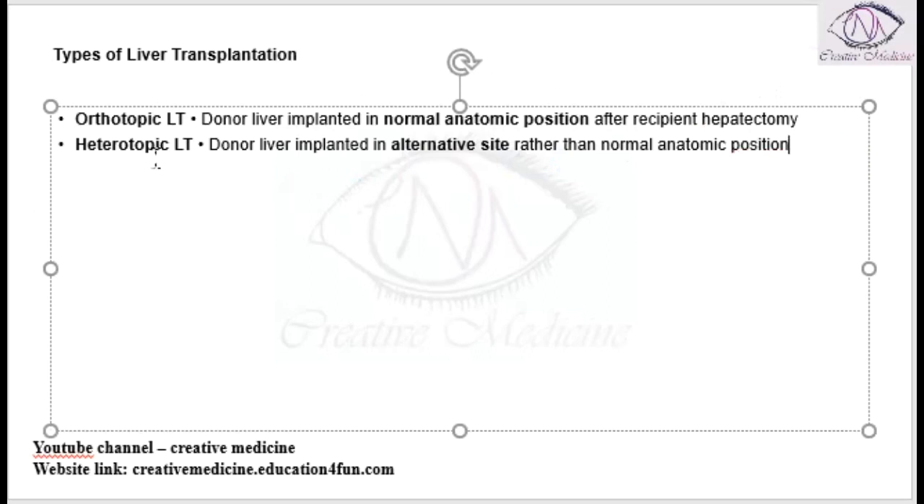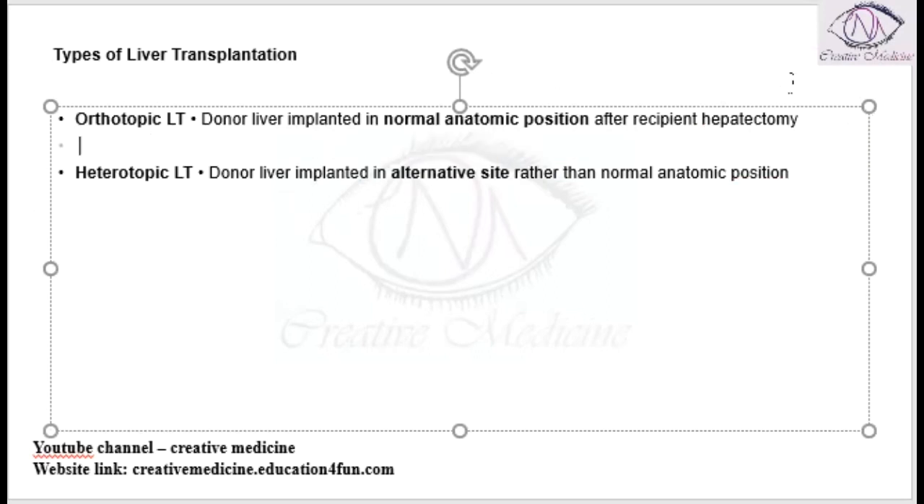First, orthotopic transplantation. Orthotopic transplantation is where the donor liver is transplanted in the normal anatomical position after recipient hepatectomy. That is, you will do hepatectomy and you will put it in the same place, that is in the right upper quadrant of the abdomen only. Then it is orthotopic transplantation.